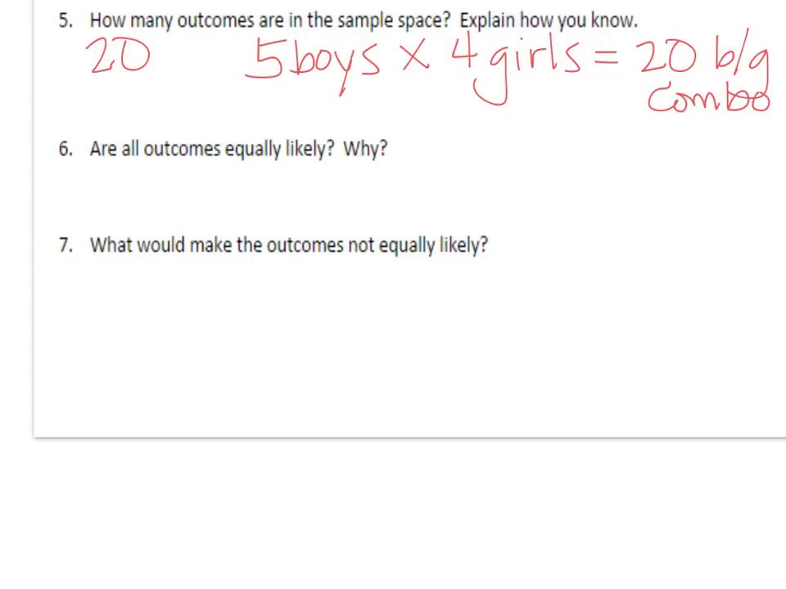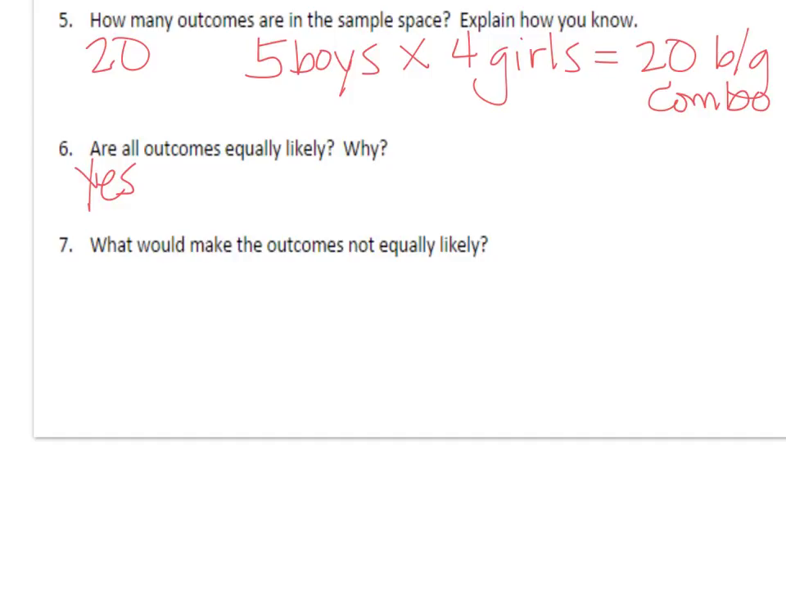Okay, number 6, are all outcomes equally likely and why? Well, if you're looking at it based upon whether all the boys have the same probability of going, and all the girls have the same probability of going, then yes, they are equally likely, because all the boys have 1/5 of the area for the spinner. Each of their little pieces of pie is 1/5. They're all the same. And then all the girls have 1/4 of their little piece of the pie. So looking at it in those terms, each of the boys has 1/5 and each of the girls has 1/4, then yes, they are equally likely.